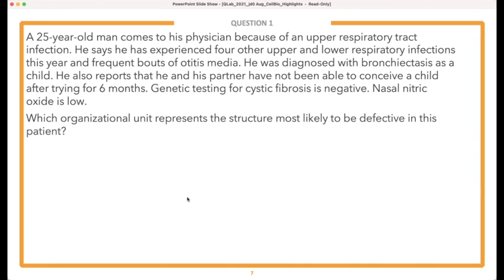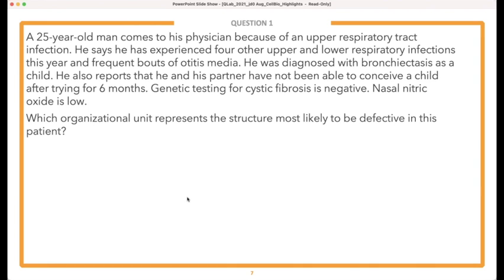So again, the question: which organizational unit represents the structure most likely to be defective in this patient? And as you think about that, we'll ask how many steps you think it would take to get to the answer. And I'm going to turn it over to Paris to walk through it. Paris?